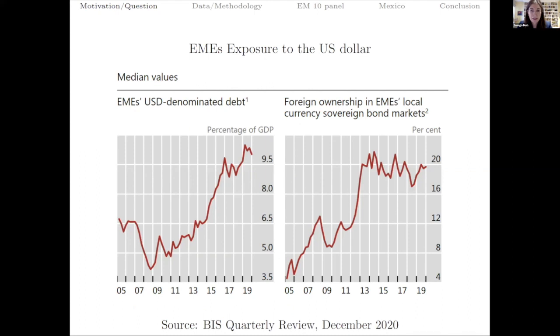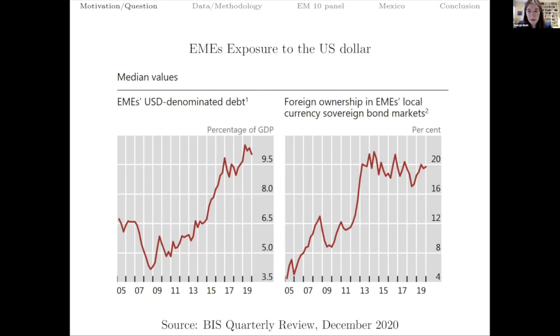What's notable is that there's a dramatic increase in both of these metrics. On the left is a typical measure of external vulnerability: emerging markets' US dollar denominated debt as a percentage of GDP. We can see that this has increased steadily from the time of the global financial crisis in 2008, 2009. It was around 3 to 5%, and we're now around 9 or 10%. If we extended the data more recently, it might be even higher. So that's a typical measure of external vulnerability, and we're all aware of other data that points to this development.